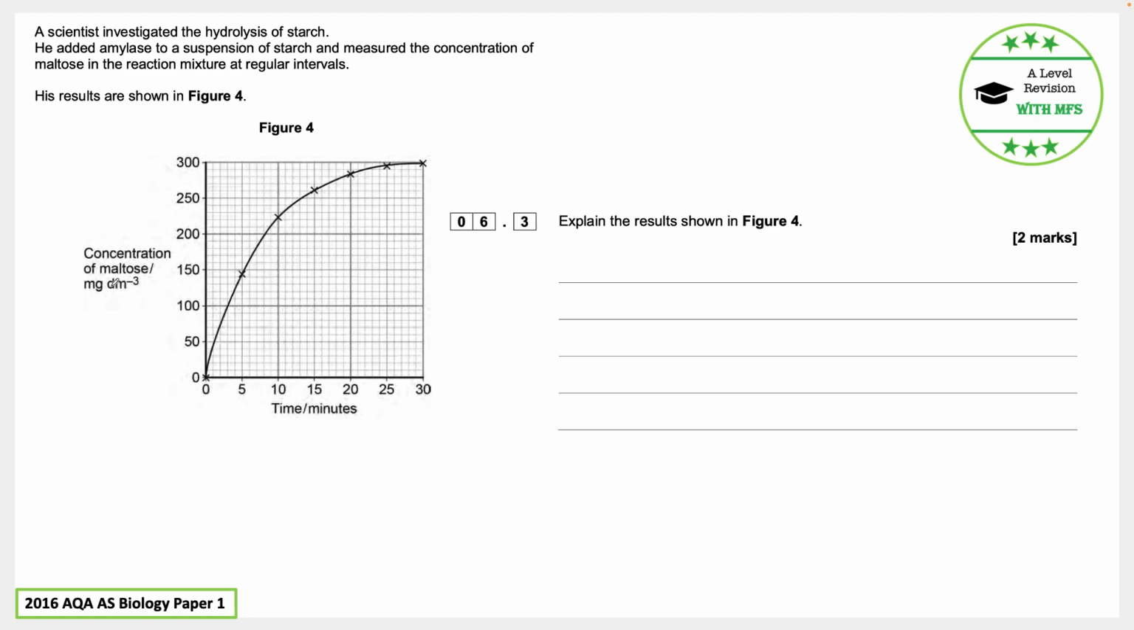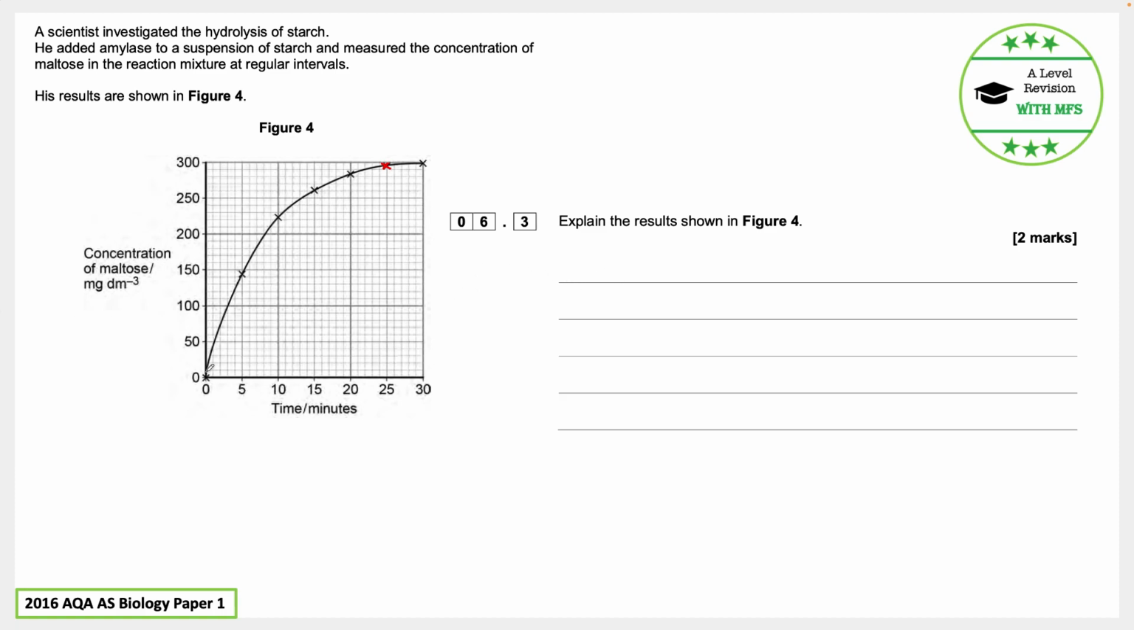Now, why would it level off? As the rate increases, the amount of starch being used up also increases. Now it slows down, the concentration of maltose produced slows down because the starch is being used up. And we can see that after 25 minutes, which is at this point here, we see a very minimal increase in the concentration of maltose. That tells us that there is either none or very little starch left in the suspension. And that's what we need to explain.